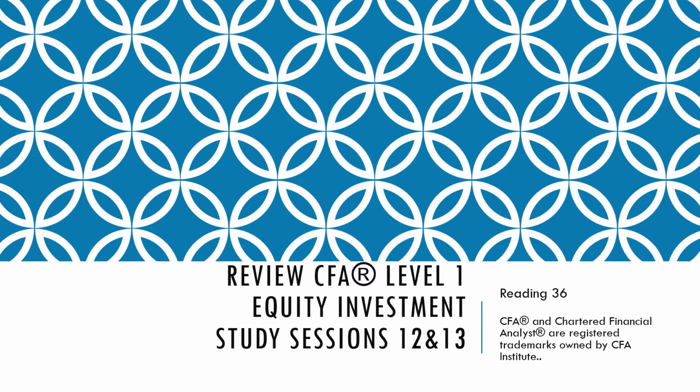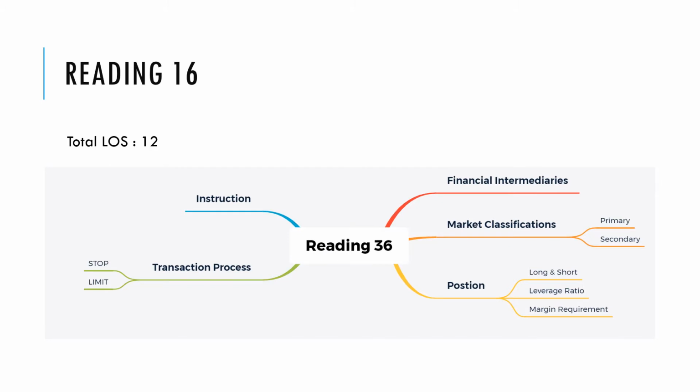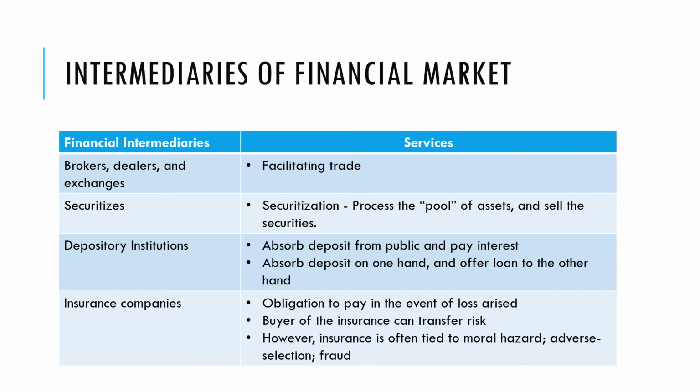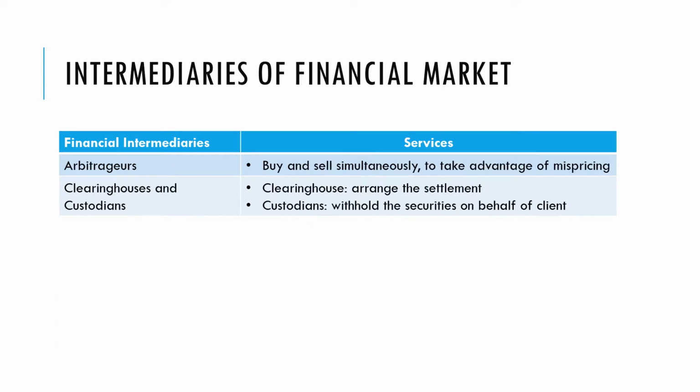Welcome to CFA Level 1, Equity Investment, Study Session 12 and 13. In this reading, there is a total of 12 learning outcomes, and it has been summarized into 5 major parts: financial intermediaries, market classification, position, transaction process and market instruction. With that, this slide is to explain different types of financial intermediaries.